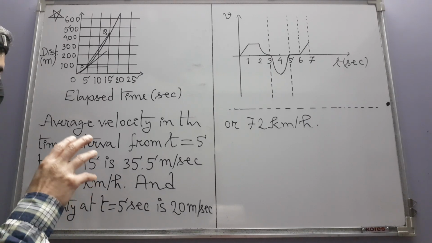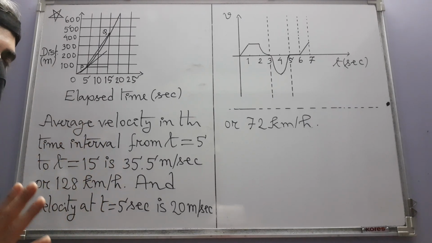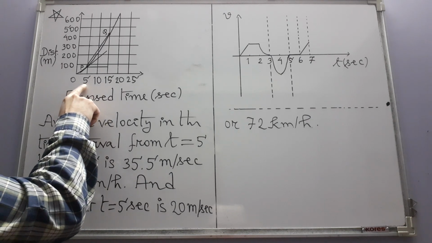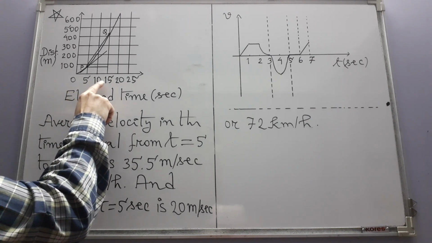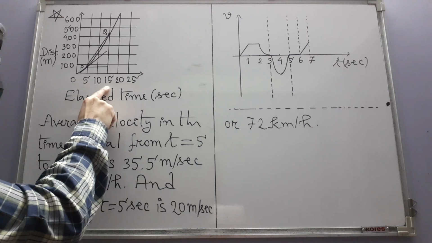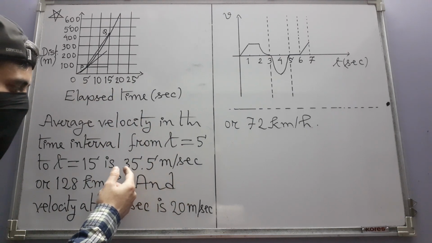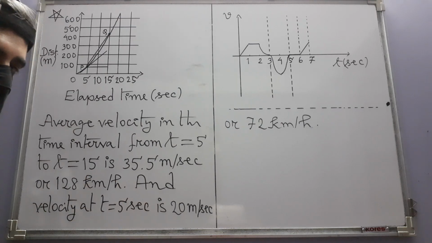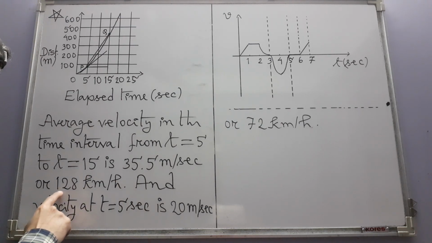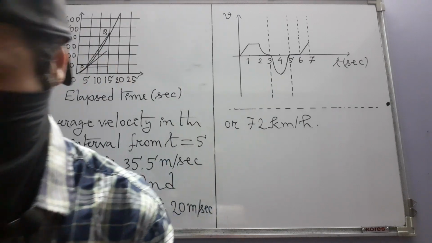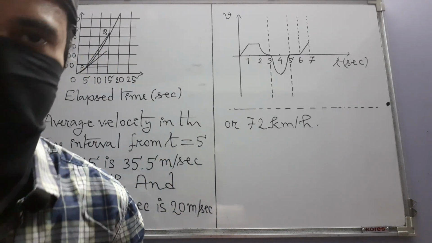Now this is what we have to say about its motion. Say we focus on the time interval between the time instants 5 seconds and 15 seconds, this 10-second interval. In that interval, the average velocity of the car is some 35.5 meters per second or 128 kilometers per hour. So let us simply recall what this average velocity was.